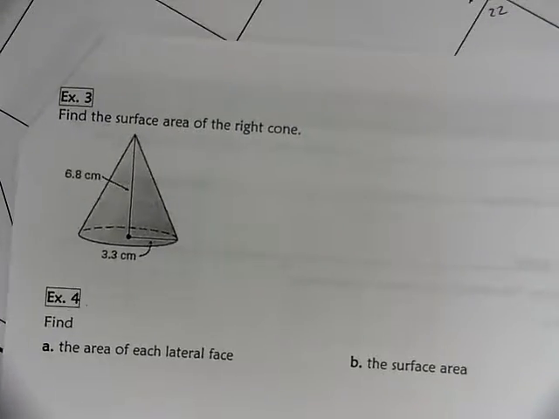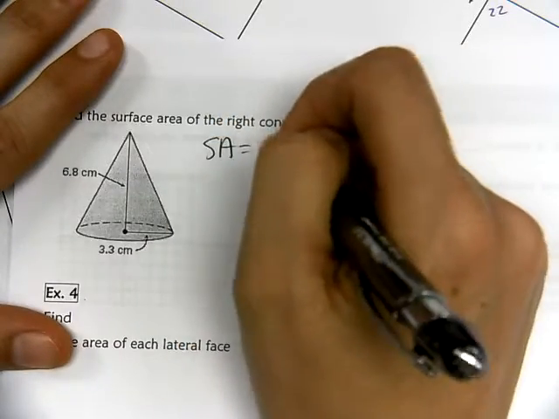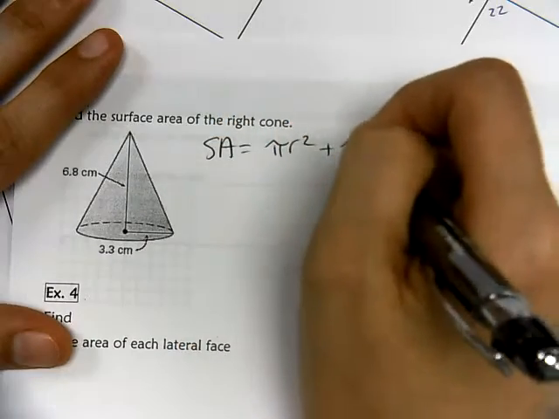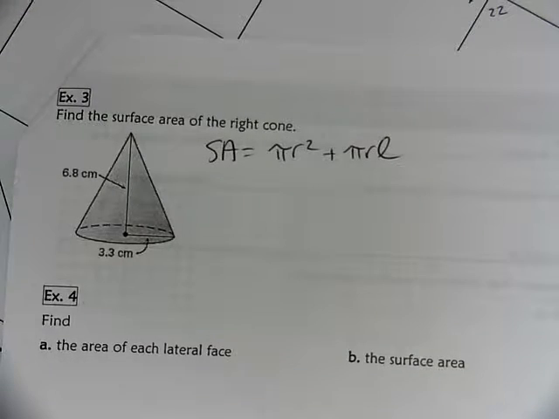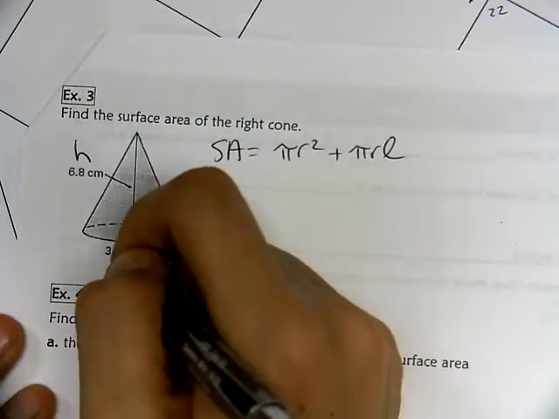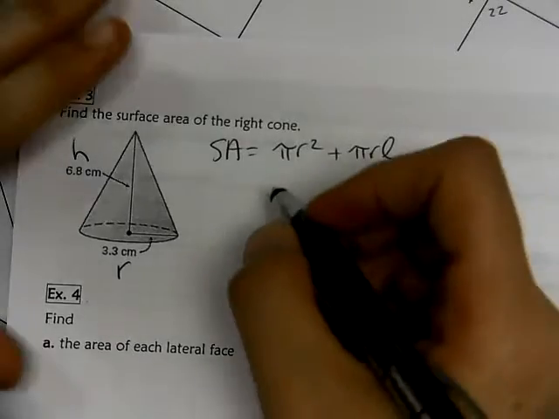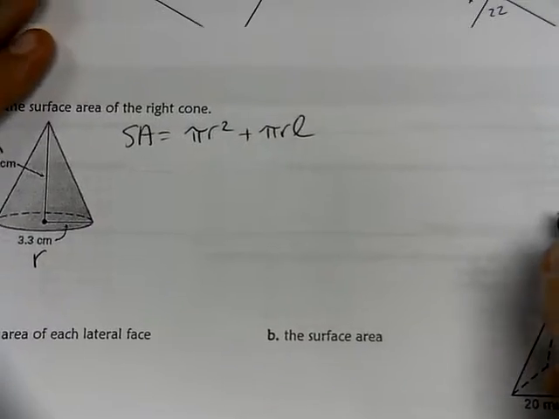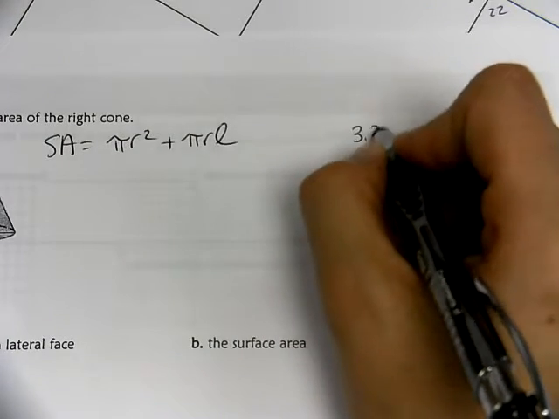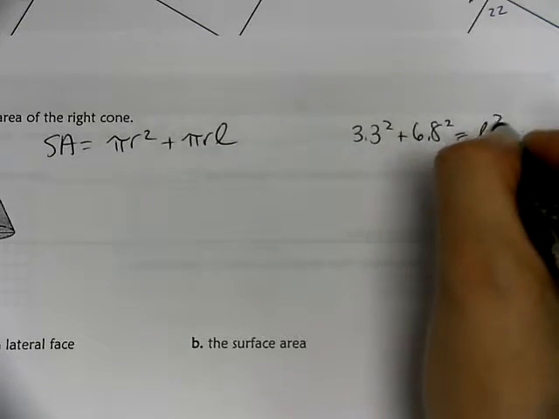On this cone though, our surface area formula is pi r squared plus pi r times the slant height. Do I have the slant height here? No. 6.8 is the regular height. 3.3 is the radius. So this is another one where we're going to have to do the Pythagorean Theorem. So I'm going to do it over here. 3.3 squared plus 6.8 squared will equal your slant height squared.